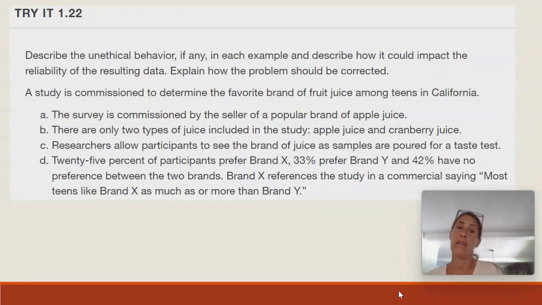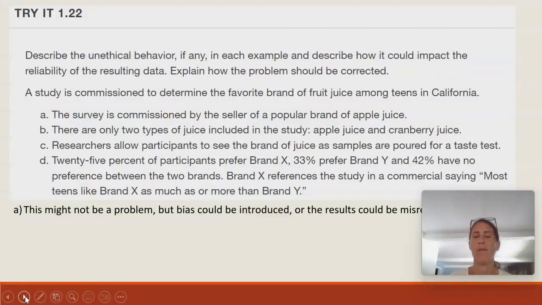Describe the unethical behavior, if any, in each example, and describe how it could impact the reliability of the resulting data. Explain how the problem should be corrected. So a study is commissioned to determine the favorite brand of fruit juice among teens in California. So A, a survey is commissioned by the seller of a popular brand of apple juice. Like, what could the problem be there?